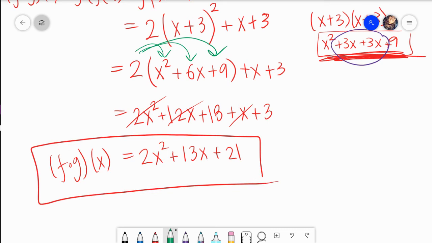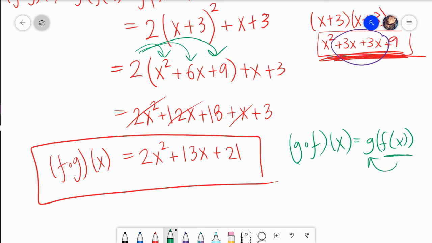If you were asked to do g of f of x, that would actually be g of f of x, and what you would do is plug your f of x into your g function.